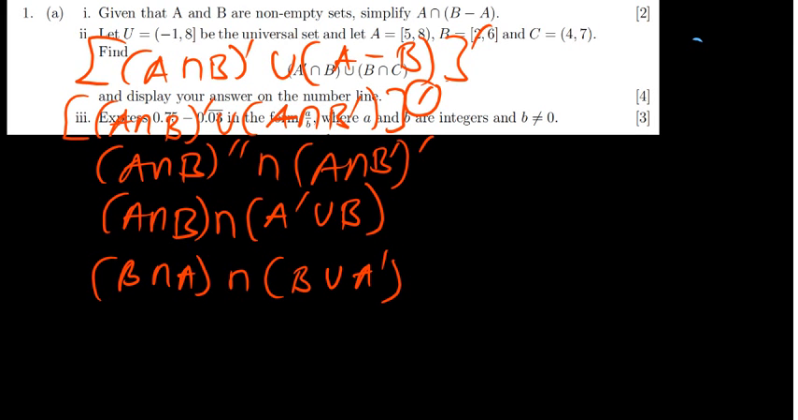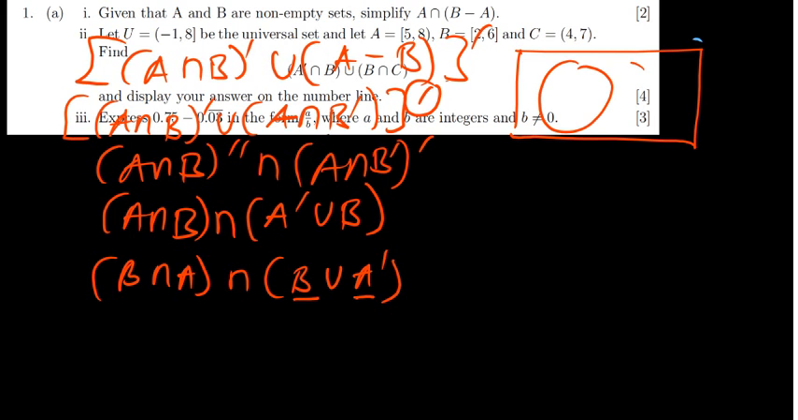Reaching this point, guys, let me tell you, do you know that B union A complement is the universal? Not really. Okay, anyway. Let's come up with a Venn diagram. We have how many sets? We have got two. So we're going to have A and B.